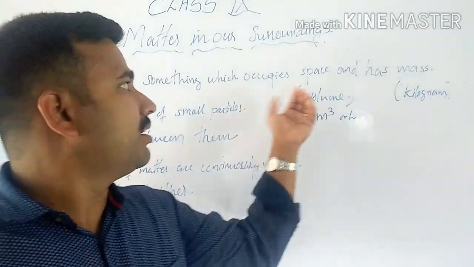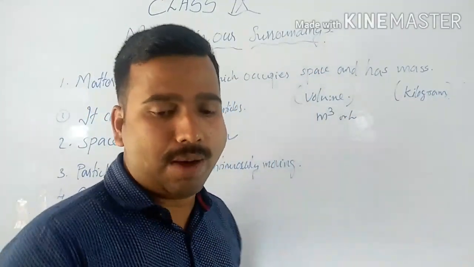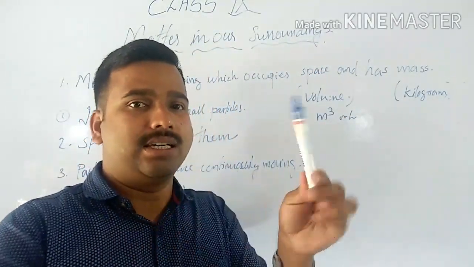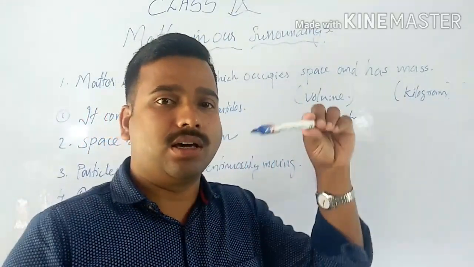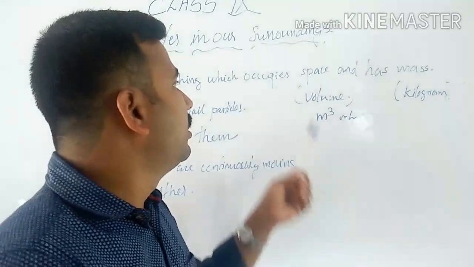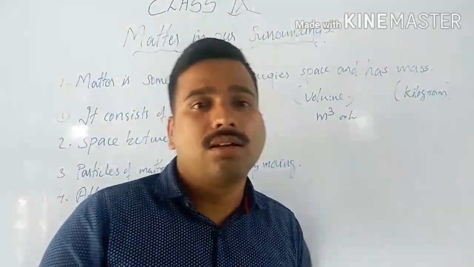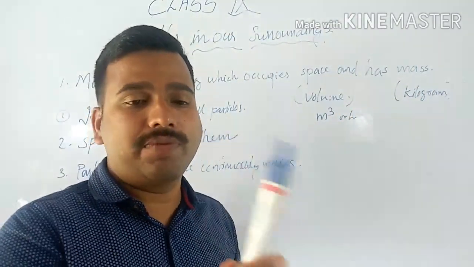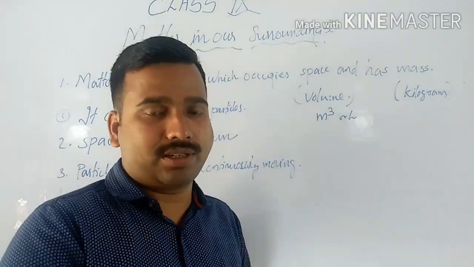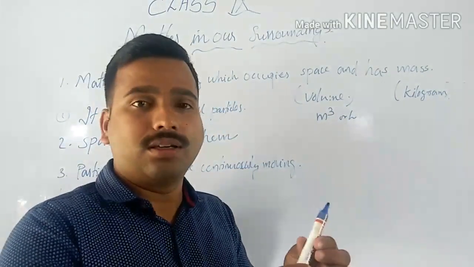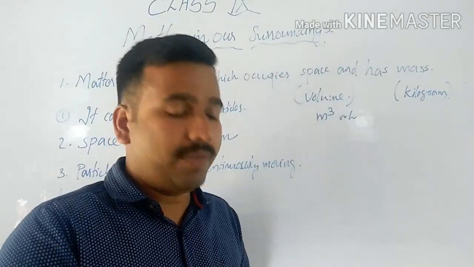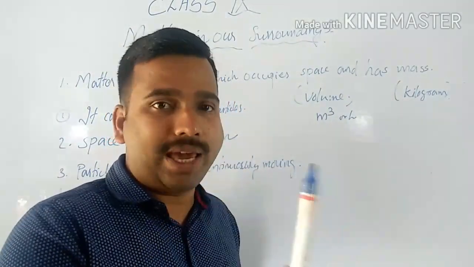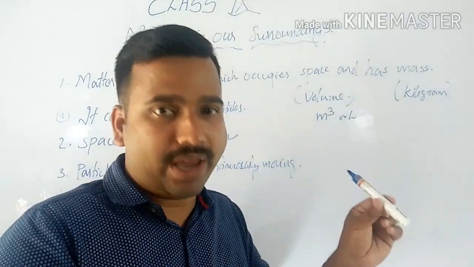So what do you mean by space? Space is the amount of region that is required to occupy one particular object and has mass. Suppose you take an example of this object, it has mass, it has weight, and at the same time, it needs some space for occupying.